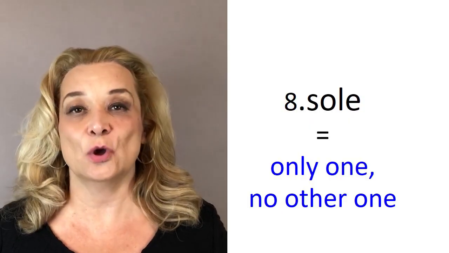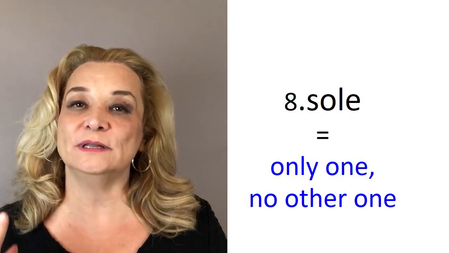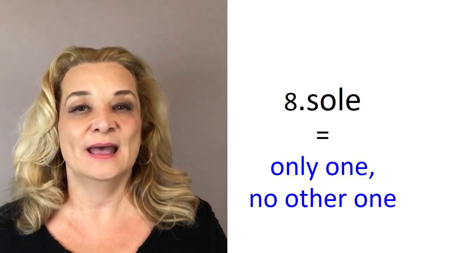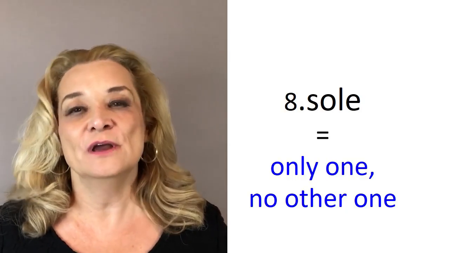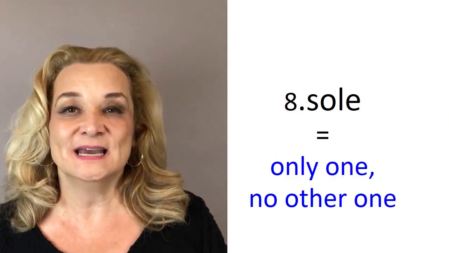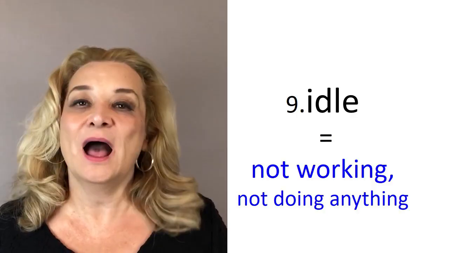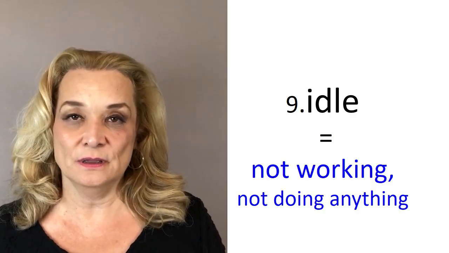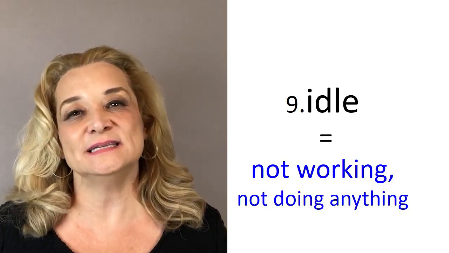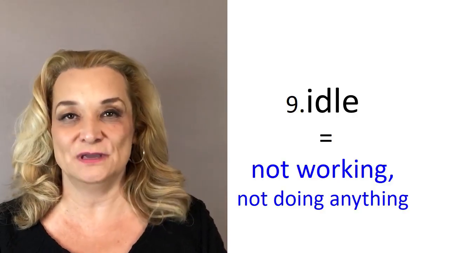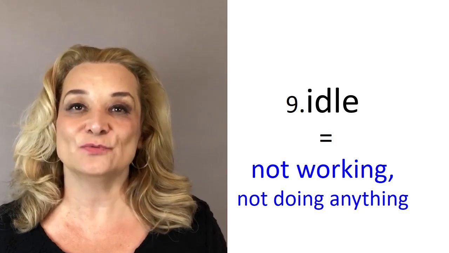Number 8, sole. Sole means only one of a kind. There is no other. And also maybe you know the word solo. For example, a solo performance is when a singer sings by himself. Number 9, idle. Idle means not working, and it also can mean lazy and not doing anything. But for example, a machine that's not being used can be idle as well.